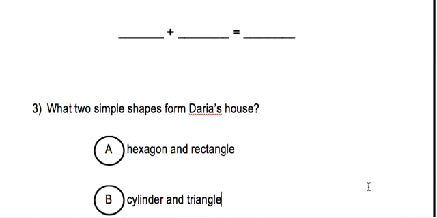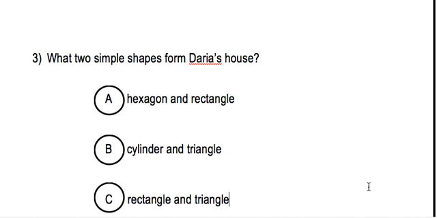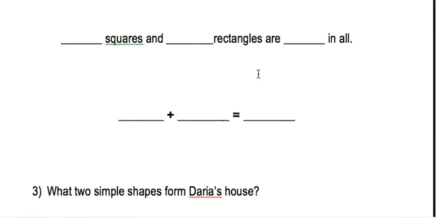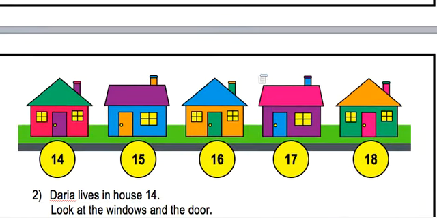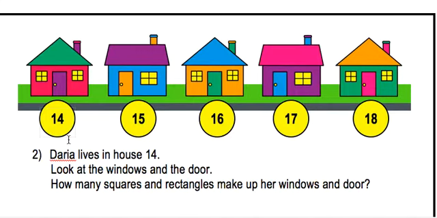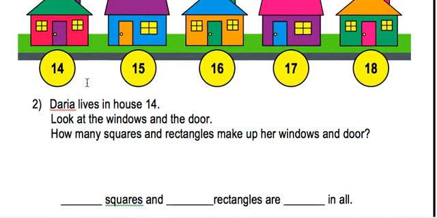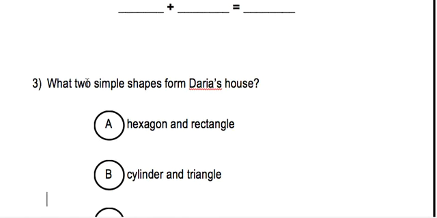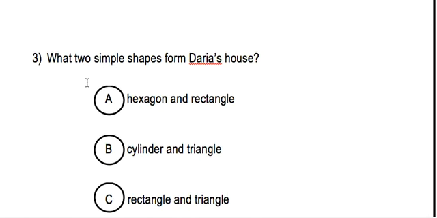Now, it's time to move on to number 3. Number 3, what two shapes form Daria's house? What two shapes form Daria's house? So again, you want to go back up to Daria's house, which is house number 14, and look at Daria's house again. And then what you want to do is to identify what simple shapes form her house. A, hexagon and rectangle.